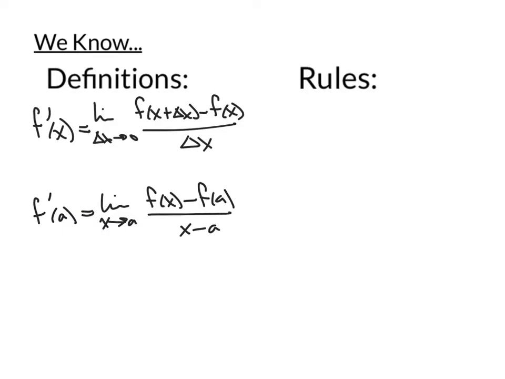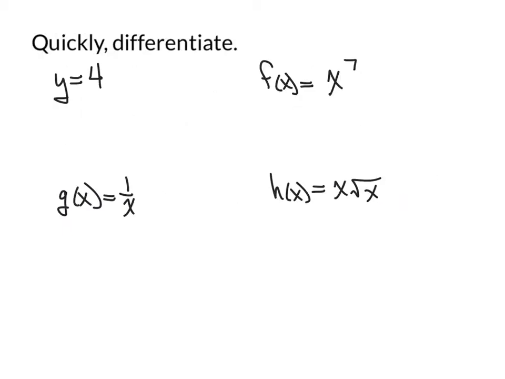From those, we developed a couple of basic rules. We know that the derivative of a constant is always going to be 0. And we also have the power rule, that if we have x to any sort of power, we just bring the power down as a coefficient and then reduce the power by 1. So we can find these derivatives quickly.